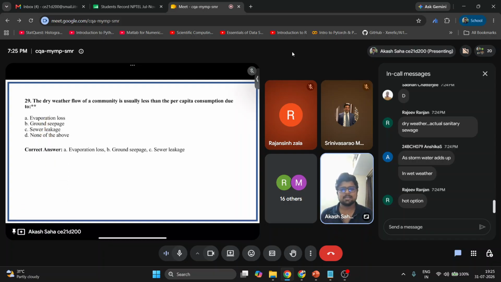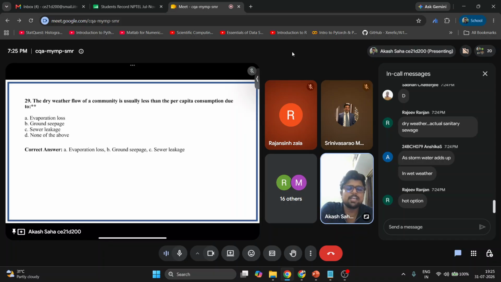Again, a little tricky question. I think many people thought whether A is the answer, or B, or C, and then thought none of them would be the answer, so let us go with the safer option of none of the above. But that was not the case. A, B, and C, all of them are the right answers.